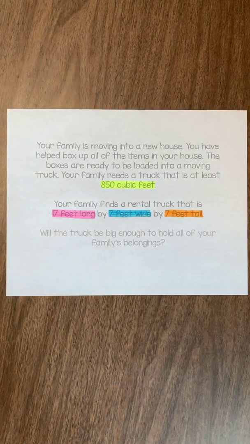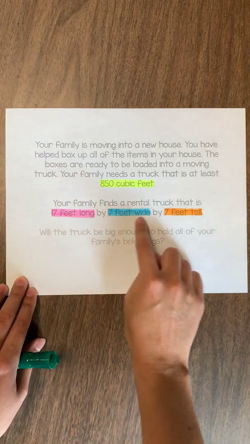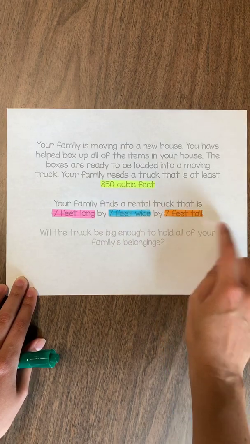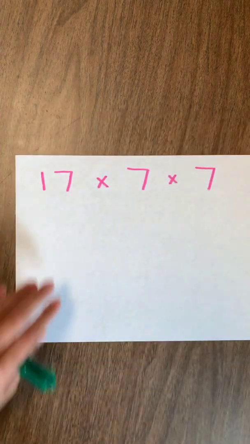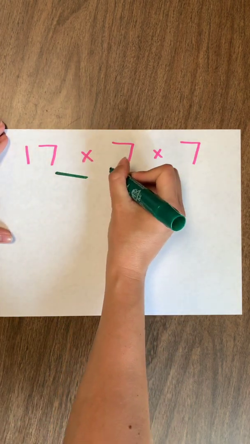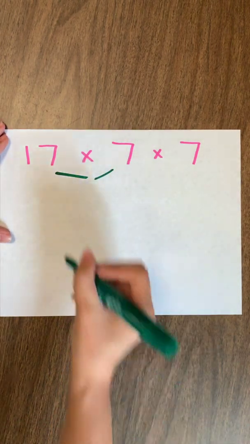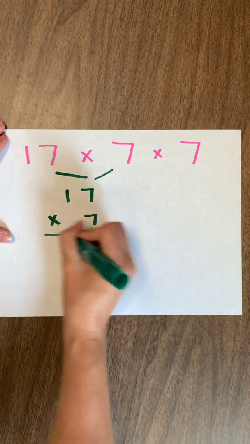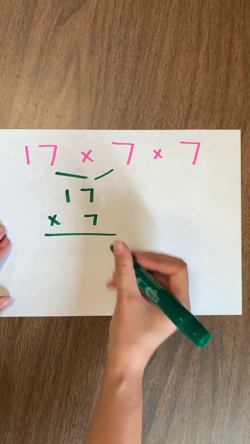All right, so let's check your work. So to find the volume of this truck, we will need to do length times width times height. 17 times 7 times 7. So here we go. I will start with the length and the width. So 17 times 7. So that is a larger multiplication problem, so I'm going to stack it. 17 times 7. So here we go.